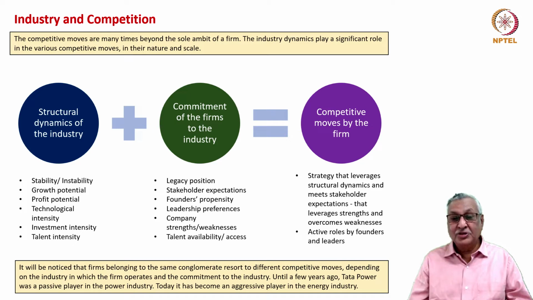It could be due to the legacy position, having been in the business for decades, stakeholder expectations, because there is an entire ecosystem which is related to the firm's success in that industry, and shareholders are also used to that industry and that company. Founders' propensity, that is, if the founders come with some key capabilities relating to the industry, they would tend to stay with the industry. Leadership preferences. Founders are one plank, but the leaders, that is the professional managers, are another plank. They tend to come with their own preferences. Company strengths and weaknesses, we have studied that in the previous lectures, and talent availability and access.